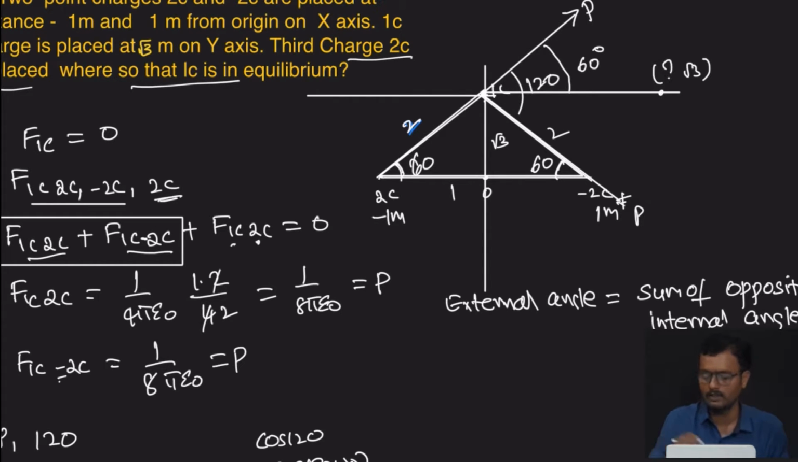So the 1 coulomb charge is in equilibrium, so the force on 1 coulomb should be 0. So the resultant vector of these two forces is along this direction. So the force on 1 coulomb by the third charge, that is 2 coulomb, should be in the opposite direction to this one, and its magnitude is equal to the resultant force. So 2 coulomb repels 1 coulomb, so 2 coulomb should be placed towards this side. Suppose this is at a distance x from 1 coulomb.